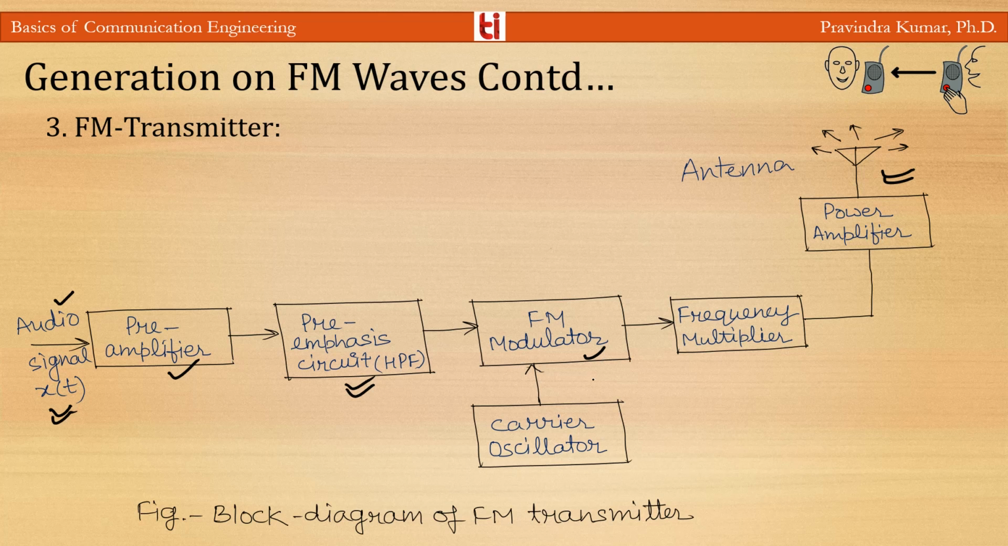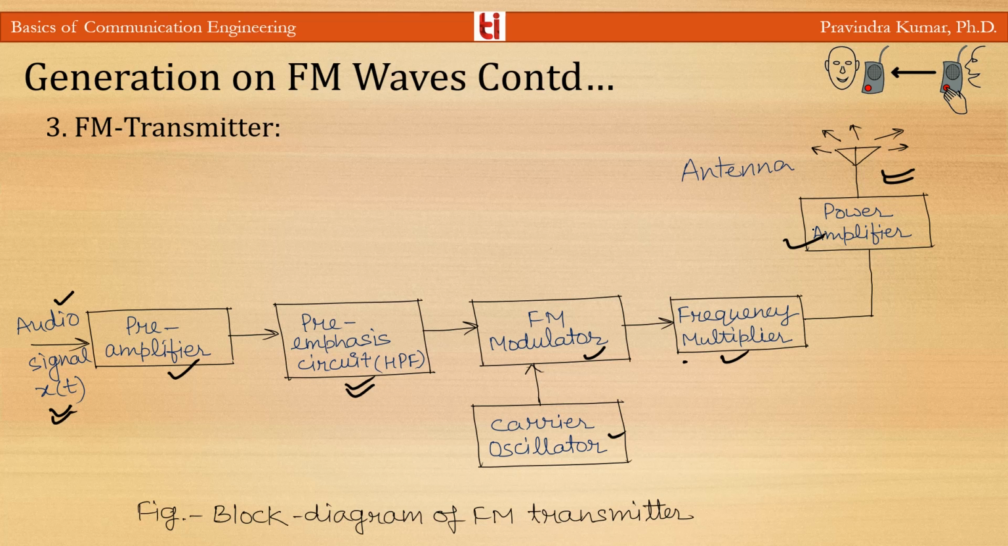The carrier oscillator circuit generates a high frequency carrier which is sent to the modulator along with the modulating signal. Several stages of frequency multiplier are used to increase the operating frequency. Even then, the power of the signal is not enough to transmit. So an RF power amplifier is used at the end to increase the power of the modulated signal. This FM modulated output is finally passed to the antenna to be transmitted.